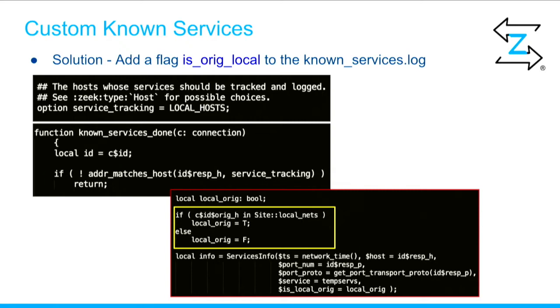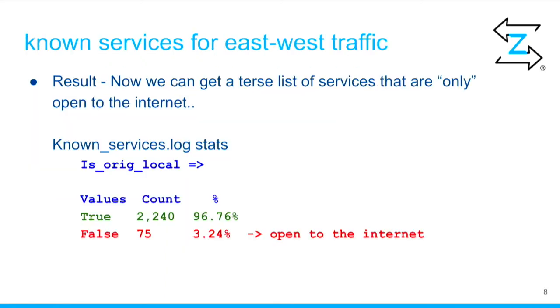It is just after the function, when it checks that your response host is local, it is also checking the source IP. If the source IP is in your local net, then create a field, local_origin, and assign it true, and if your source is not local, then assign it false. And in the info record, you can see the last field, we are just adding one more field to the info record just to know whether that server was responding to a local IP or non-local IP. So that was a pretty standard, straightforward solution that we came up with. Pretty dumb solution, actually. But it works.